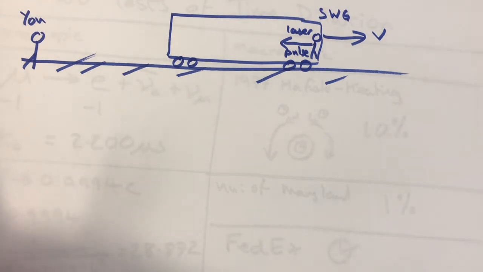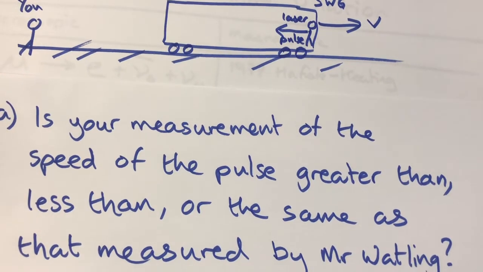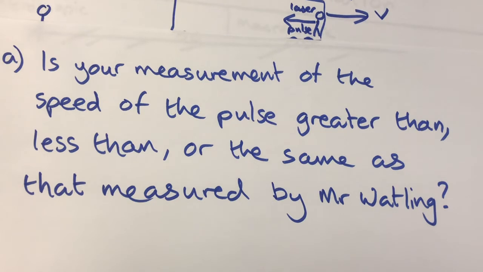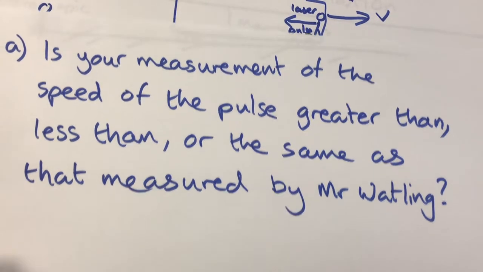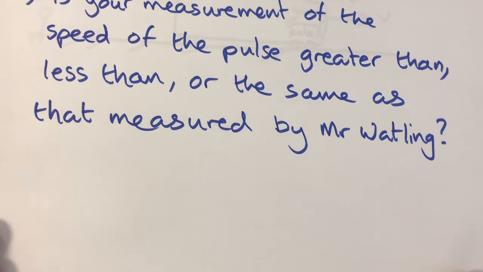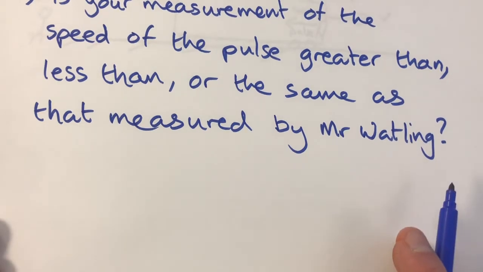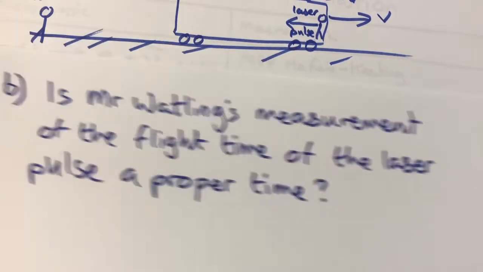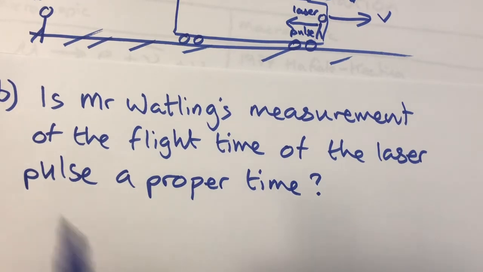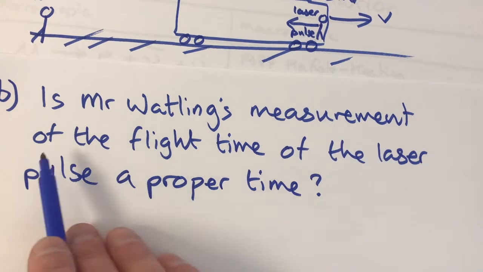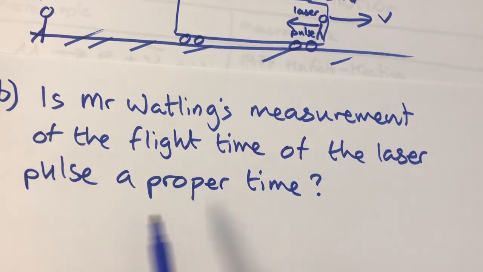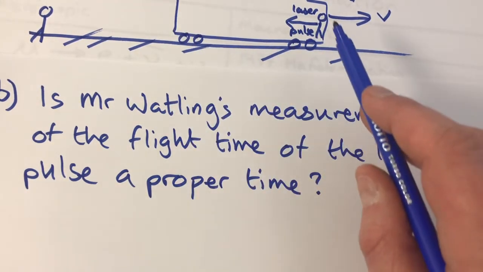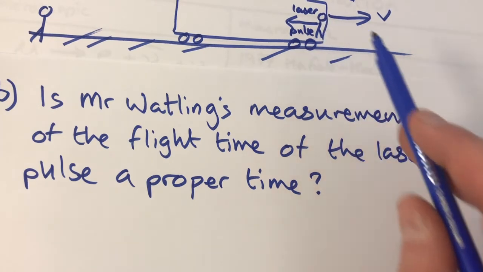So, checkpoint question. Part A: is your measurement of the speed of the pulse greater than, less than, or the same as that measured by Endor's tallest Ewok? Part B: is Mr. Watling's measurement of the flight time of the laser pulse a proper time? Is the time it takes for the laser pulse to go from the front of the carriage to the back of the carriage, whatever time Mr. Watling records there, is that proper time?